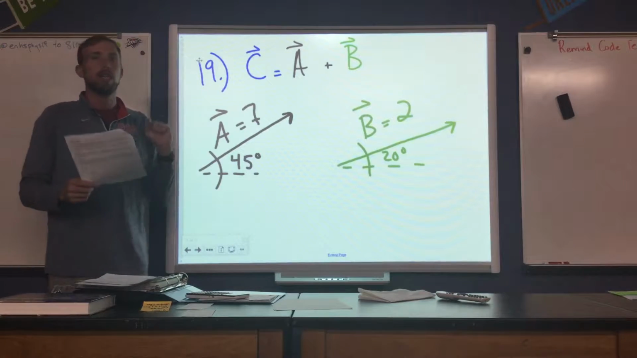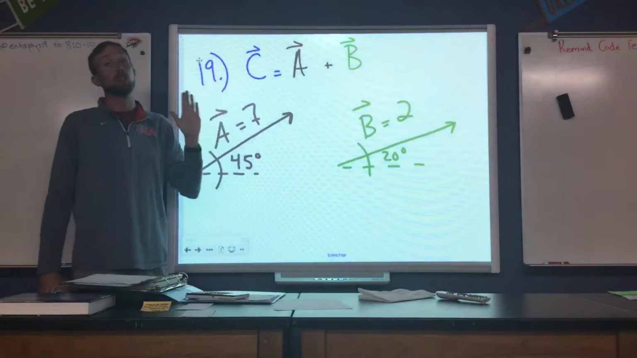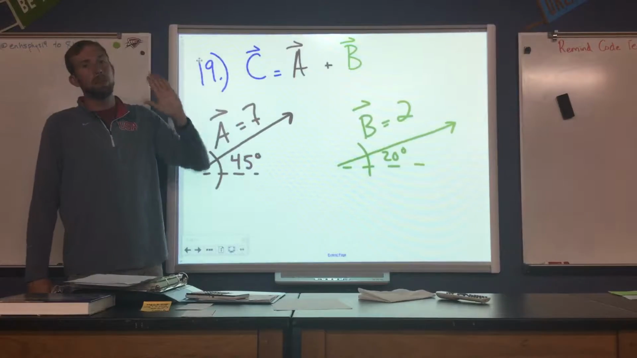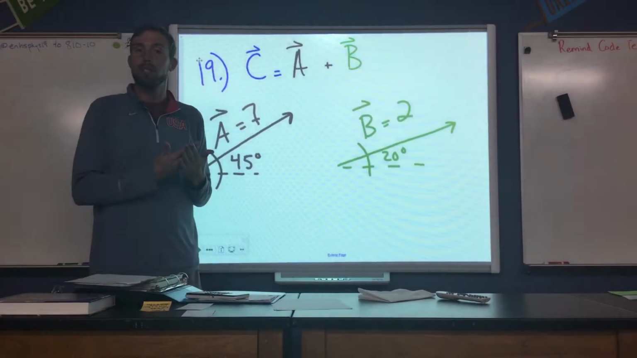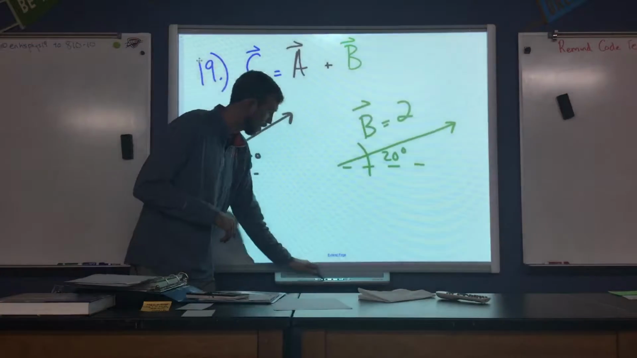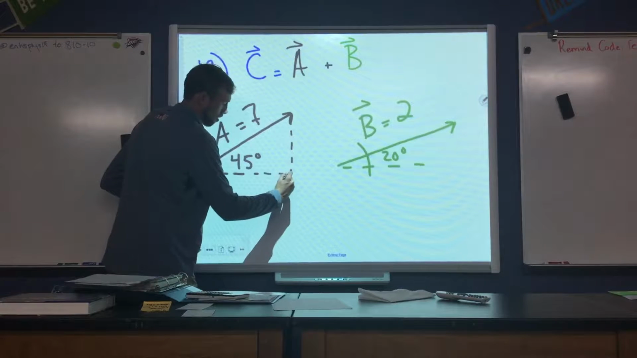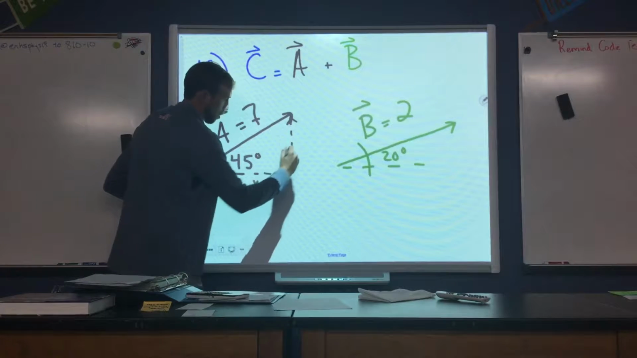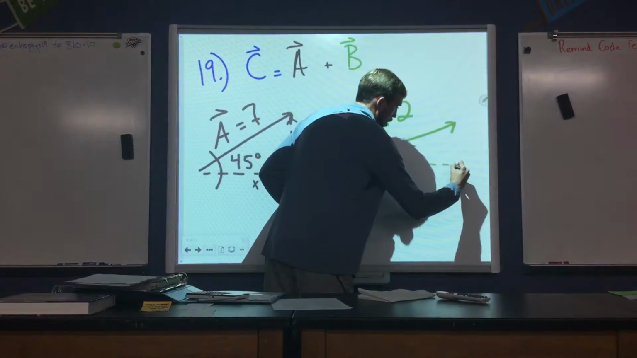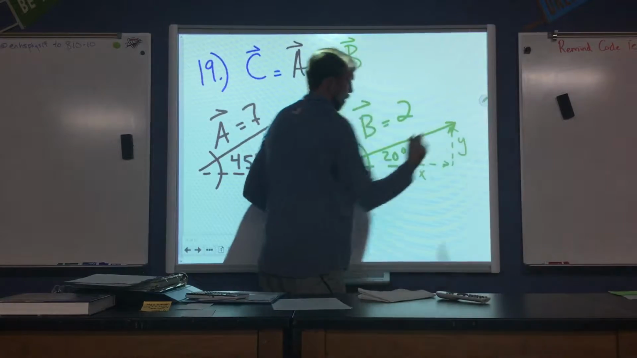Here's the issue. Vector A and vector B are not in the same direction. They're both going up and to the right, but they're not in the same direction. And we cannot add vectors unless they're in the same direction. But here's something that we can identify. Vector A is partially in the x and partially in the y direction. It's to the right and up. And vector B is similar to that. It is partially in the x and partially in the y direction.